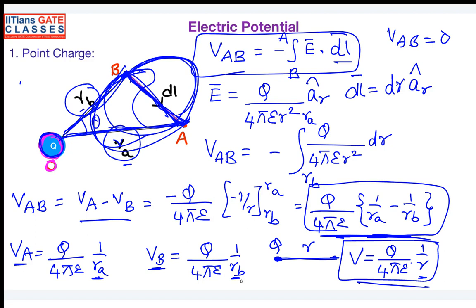That means when you are targeting two particular points, from one point to another point, you can move in any particular path, you will get a finite potential difference. It doesn't depend on the path you have taken. So is it clear?